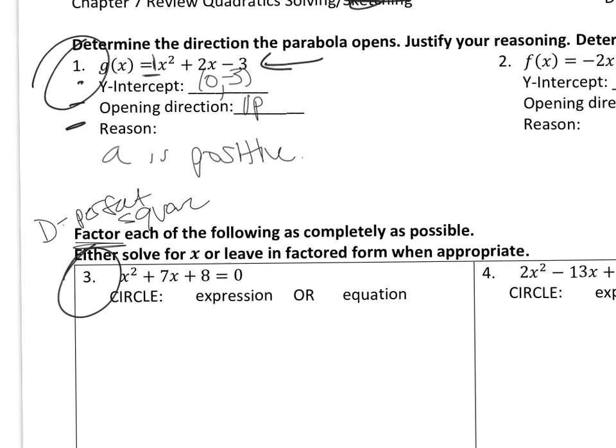This is what we struggle with on the quiz. If it's an expression, then you leave it in factored form. If it's an equation, then you can actually solve for the x-intercepts. So let's take a look at the first one. X squared plus 7x plus 8 equals 0. That means it's an equation, so if I look down at the bottom of this question, it says, are there solutions? Yes, there are solutions.